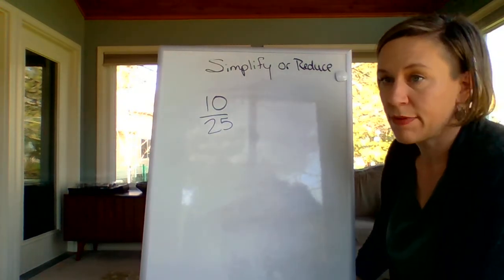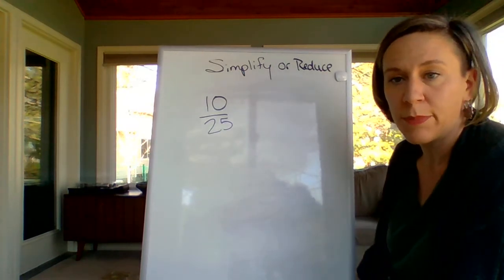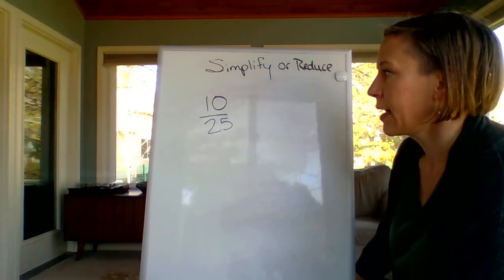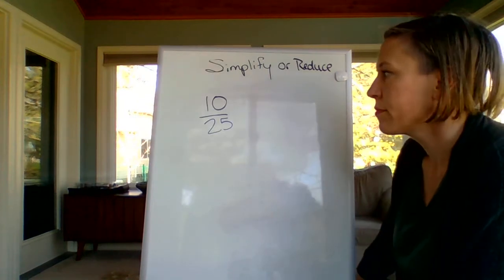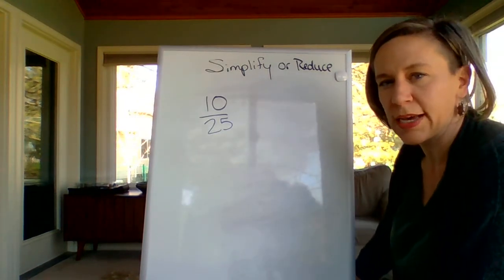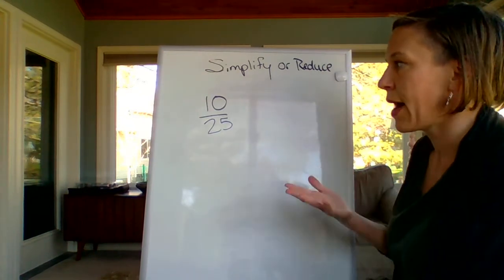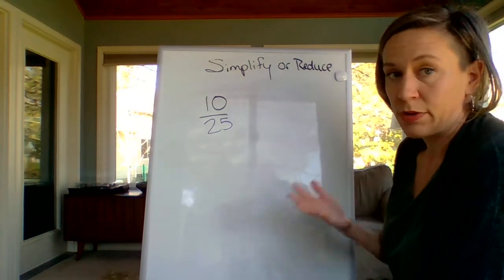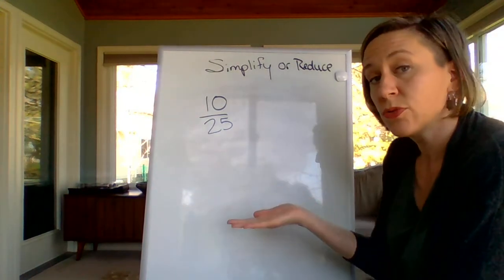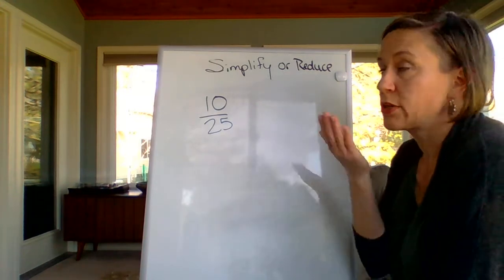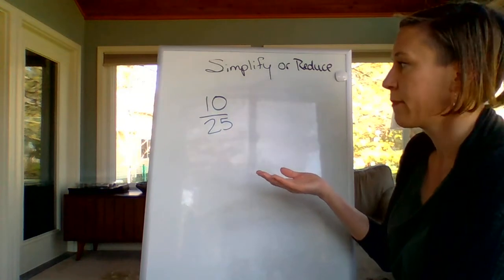I would have a hard time if I looked at a chocolate bar and I had to split it up into 25 pieces and shade in or break off 10 of them. That would be hard for me to visualize in my head. So to simplify fractions, we could think about, if I count by a number, do I land on 10 and do I land on 25? Well, if I count by 2s, I land on 10, but I don't land on 25. So 2 isn't going to work as a number we could divide these by.